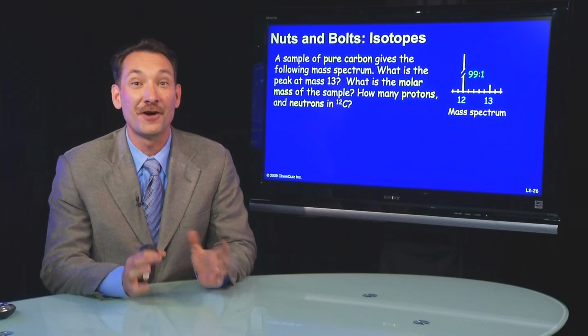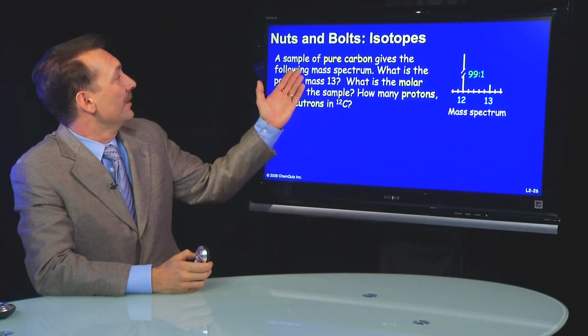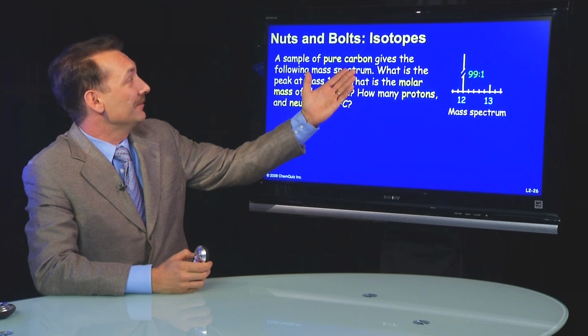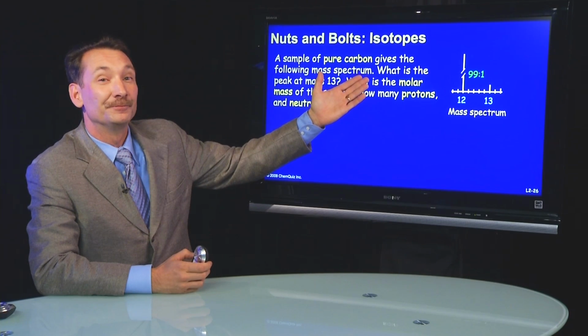Let's do a calculation involving isotopes. Remember, isotopes are elements where the number of protons is the same, but the number of neutrons in the nucleus is different. So you have different masses among different isotopes. Here we're going to take a sample of pure carbon and look at the mass spectrum.